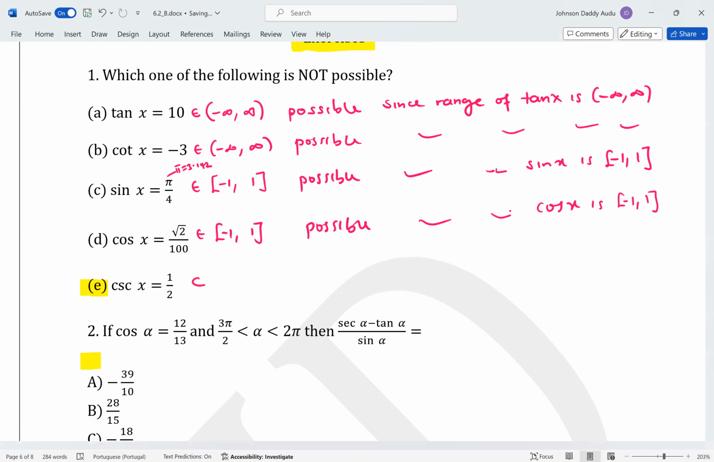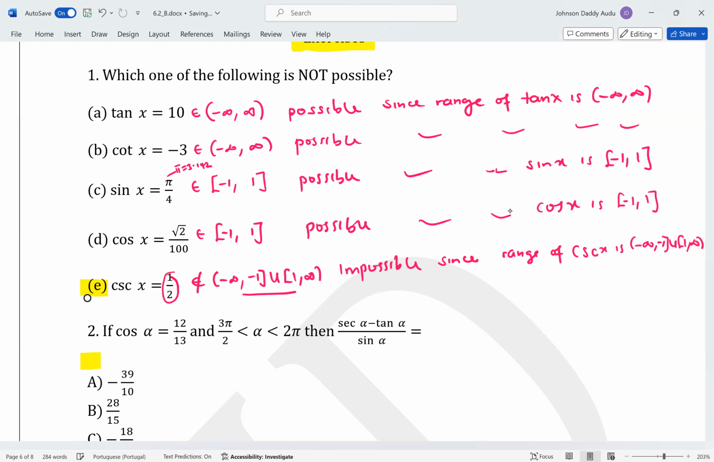This is, you see, this is not inside minus infinity to minus 1 union 1 to infinity. So it means it is impossible. And this is since what? The range of cosine x is this one. Yes, you can see that this number here, 0.5, is not inside this interval. So it means it is impossible.